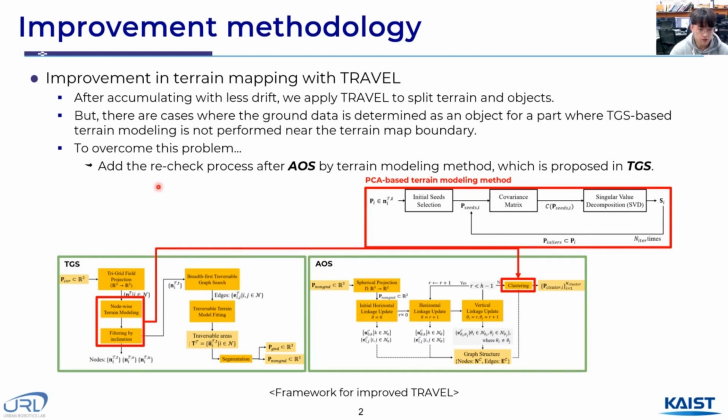And secondly, according to the terrain mapping, after accumulating data with less drift, we apply Travel to split terrain and object. But there are cases where ground data is determined as an object for a part where TGS-based terrain modeling is not performed near the terrain map boundary. So to overcome this problem, we add a recheck process like this part after AOS by the terrain modeling method, which is proposed in the TGS.